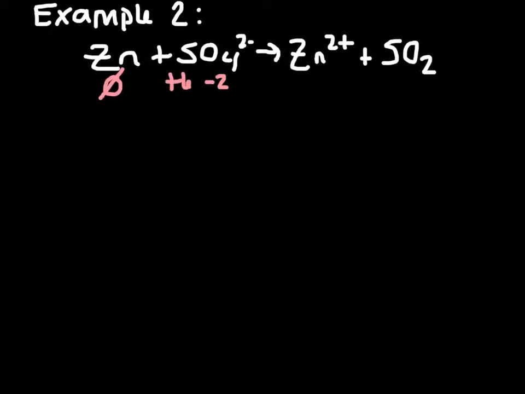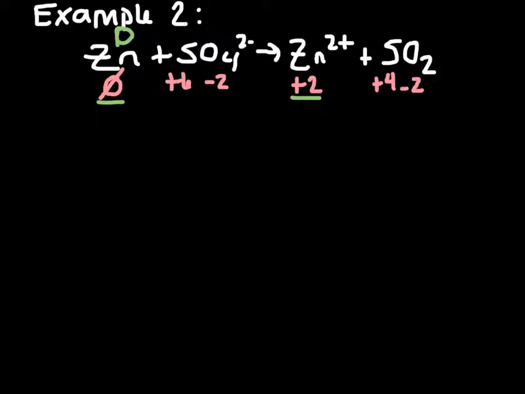On the opposite side, zinc has a +2 because it's a simple ion. And this oxygen is also carrying a -2. That gives us -4. Therefore, the sulfur has a +4. Need to identify who's being reduced and who is being oxidized. Zinc is going from 0 to a +2. Therefore, it is losing 2 electrons, and it is being oxidized.